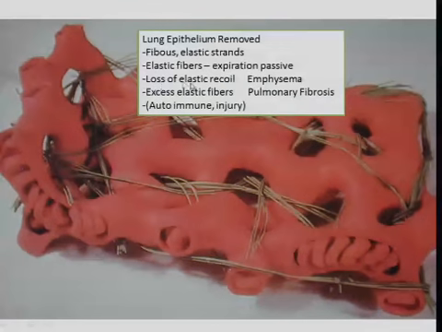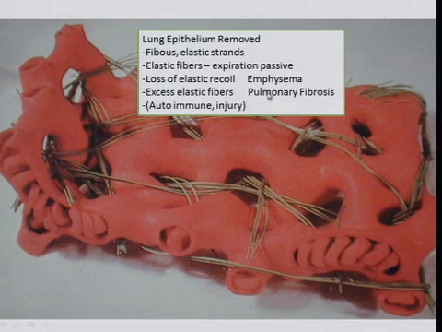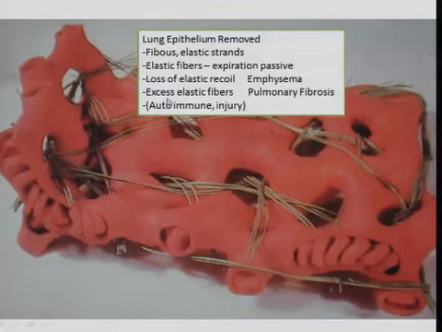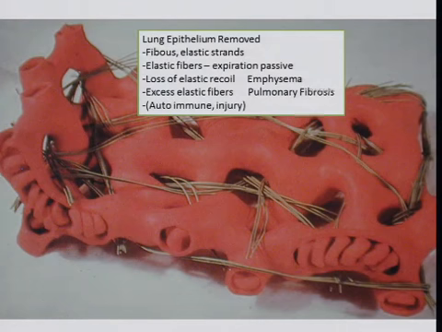As we mentioned, loss of elastic coil gives us emphysema. Excess elastic fibers, or collagen, gives us pulmonary fibrosis. So if we have too much extracellular matrix, and primarily we're going to talk about collagen, not necessarily elastin, an increase in collagen makes the lungs very stiff and makes it very difficult to expand those. And that can be caused by a variety of different diseases. But typically it's called pulmonary fibrosis.